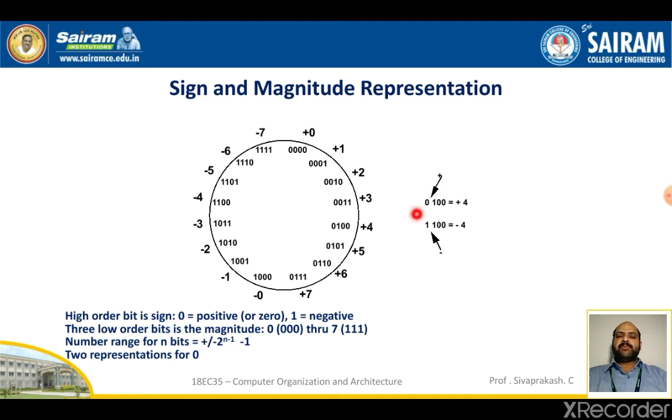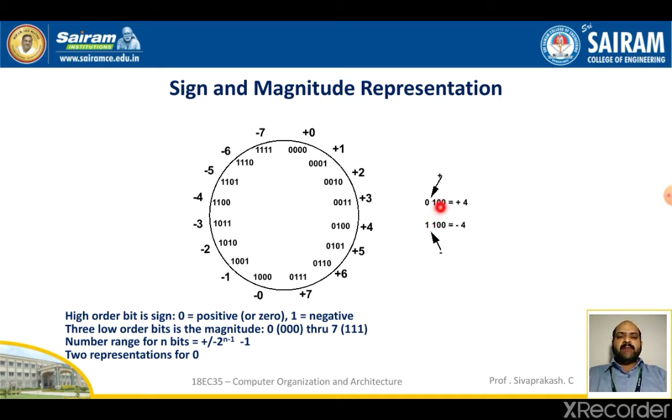For example, 0100 is nothing but +4. Meanwhile, the same -4 can be represented as 1100. So I am going to take these two examples: 0100 is a +4 representation, and 1100 is the negative representation. We are aware that decimal 4 can be represented in binary as 100.